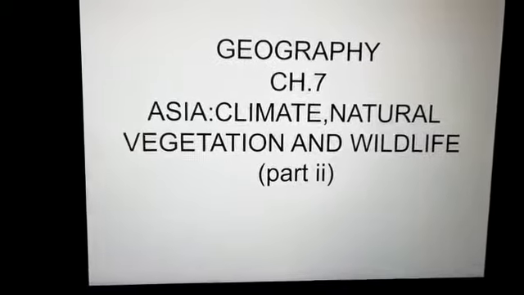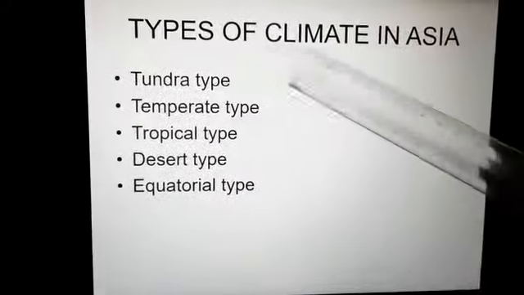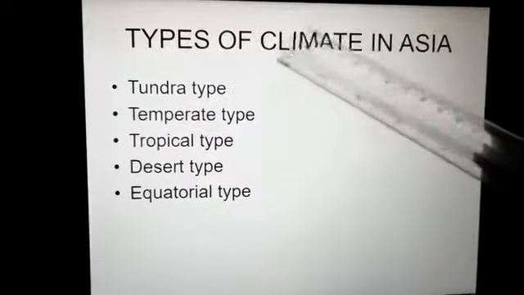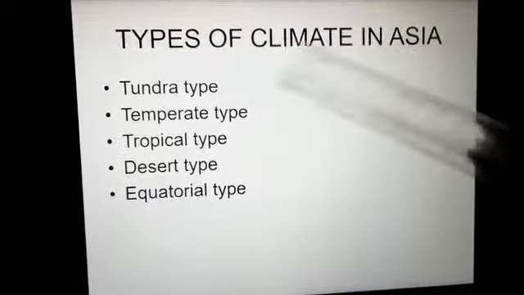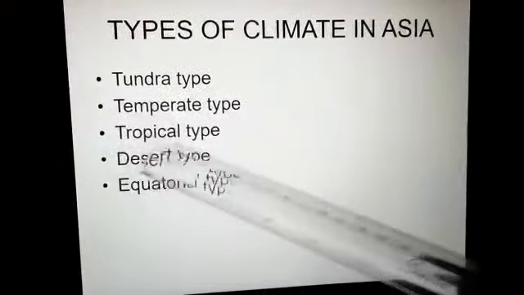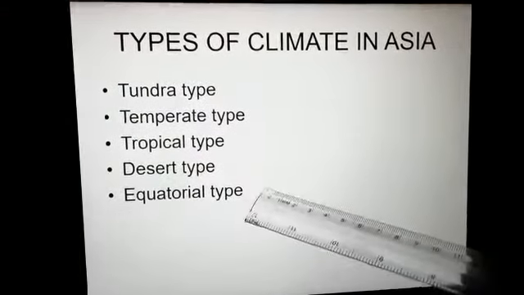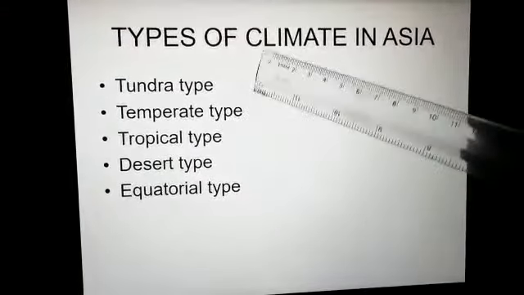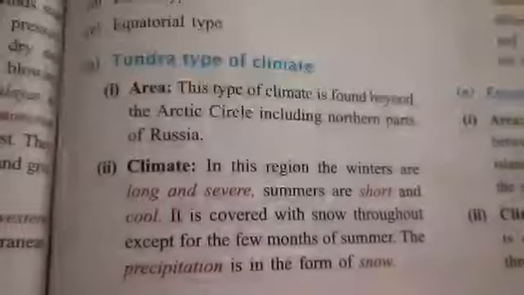So we will continue the chapter Asia, Climate, Natural Vegetation and Wildlife. Today we are going to discuss the types of climate in Asia, the different types of climate that we have in the different regions of Asia. We have tundra type of climate, temperate climate, tropical type of climate, desert type of climate and equatorial type of climate. So these are the different types of climate that are found in different regions of Asia.